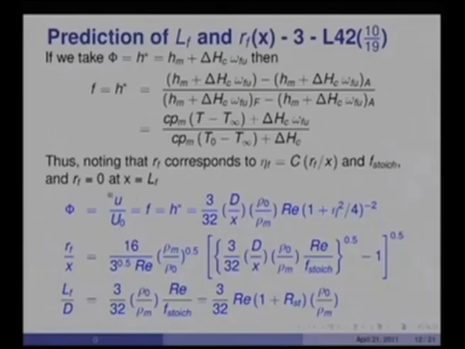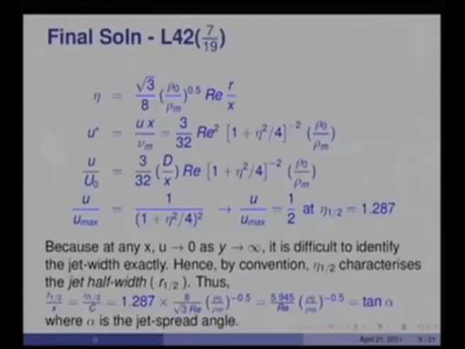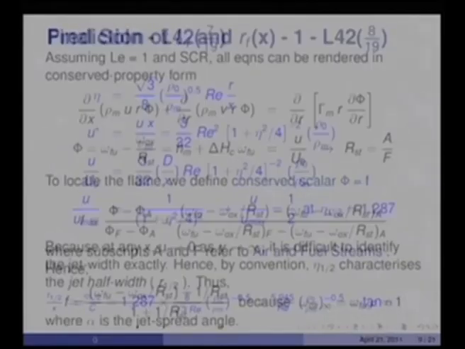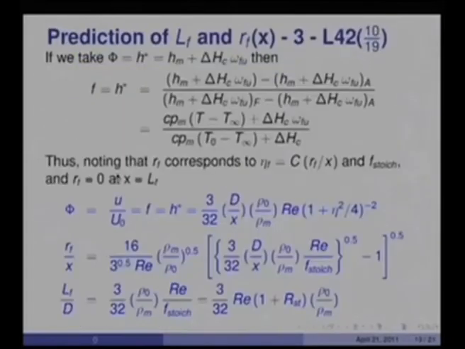So, thus noting that R f corresponds to eta f C R f by x and f stoic, and R f is equal to 0 at x equal to L f, we can say that phi is equal to u over u naught f h star is equal to 3 by 32, which is the solution that we had written earlier here. The solution to phi would be simply equal to u over u naught for all variables phi, and that is what I have written here.